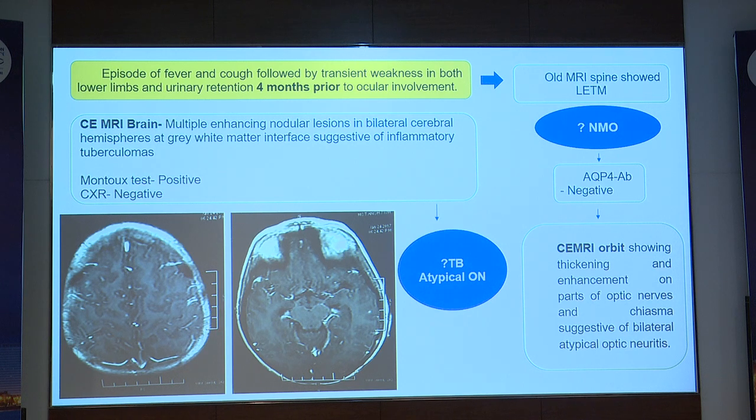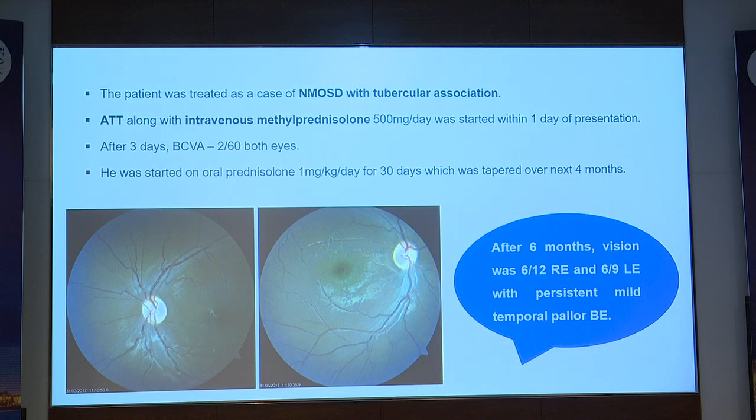MRI orbit was also showing involvement of the optic nerves. But here comes the MRI brain, which was suggestive of cerebral tuberculomas, and it literally clouded our diagnosis. The Mantoux test was also positive. The chest X-ray was negative, and the ESR was raised, and the blood tests were suggestive of TB, so tubercular atypical optic neuritis was labeled. But as we were already aware of the similar case, this time it was treated as NMOSD with tubercular association without any delay.